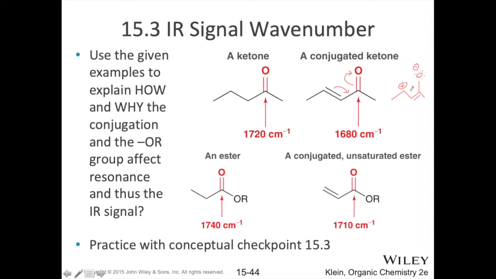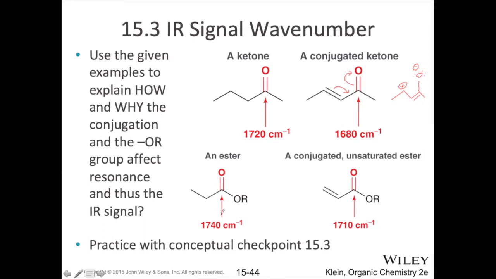Again, of course you have the resonance structures in between, but my point is that we've got multiple resonance structures that have the single bond character here. And this is obviously more stabilized because you've got those charges spread out over more atoms. So instead of showing up at a wave number of 1720, it shows up at the lower 1680 because it has more single bond character.